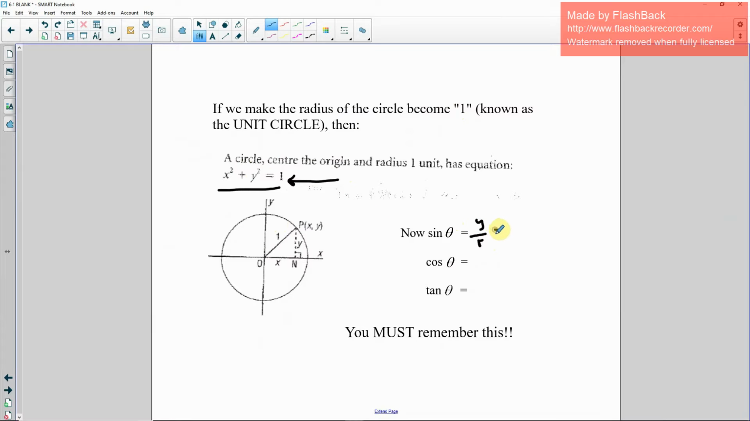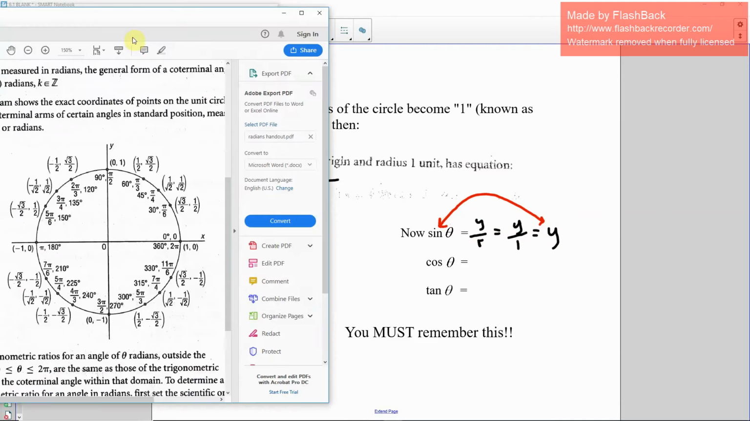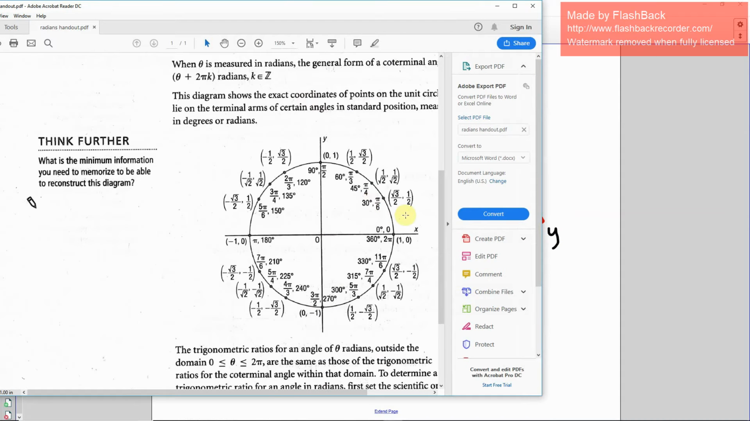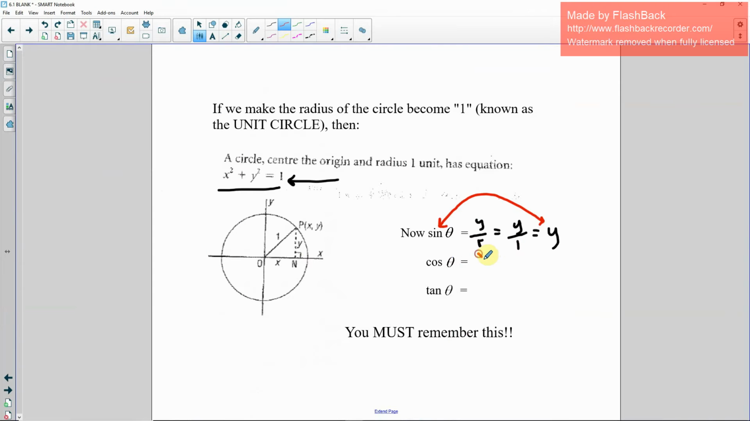If r is 1, then y divided by 1 is just y. So that's where we come to the conclusion that sine theta and y are the same thing. So if you're looking at an angle of 30 degrees, your sine value or your y value is a half. We're going to be using that fact a lot. Look what happens to cos theta. Again, it's x divided by r. If r is 1, x divided by 1 is x. And for tan theta, that stays the same because y and x can be anything.